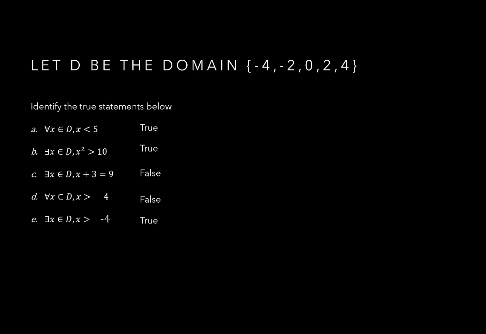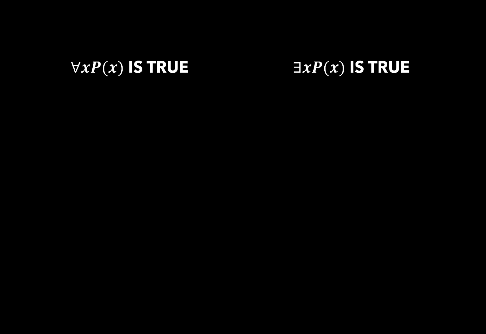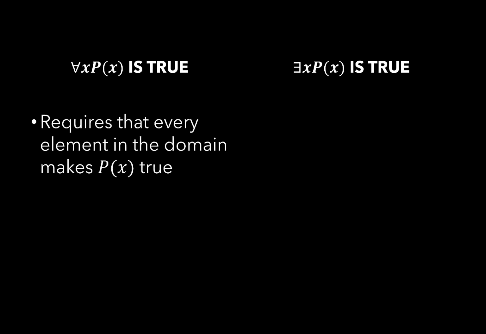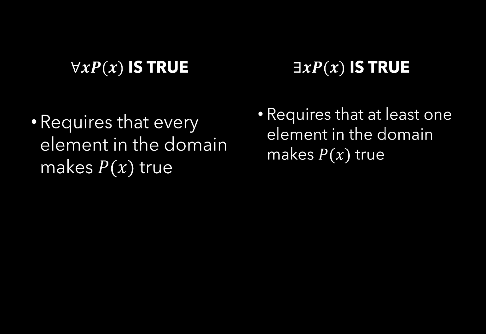Let's look at this as a quick summary. When I have for every x, p of x is true, that requires that every element in the domain makes p of x true. When I have there exists x, p of x is true, that means I have at least one element in the domain that makes p of x true. So we have every versus one.